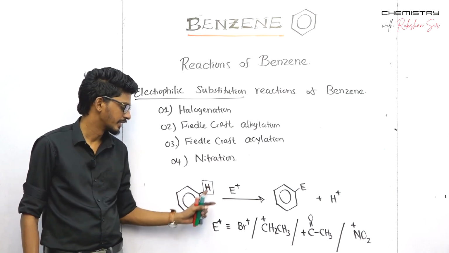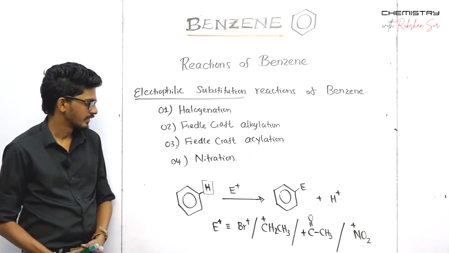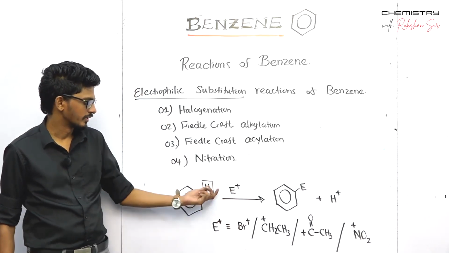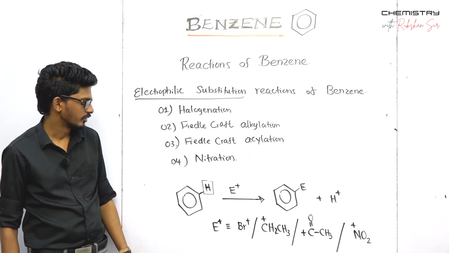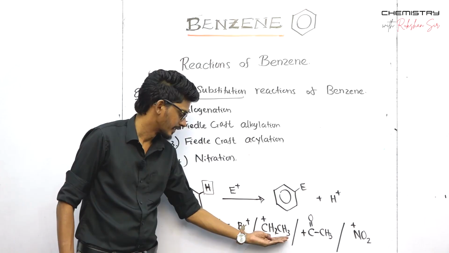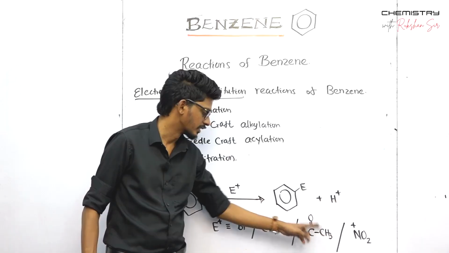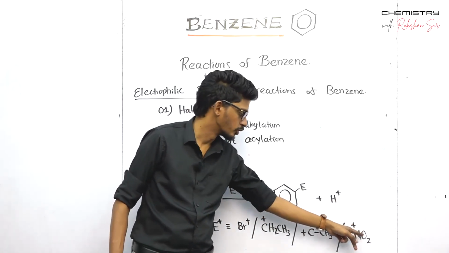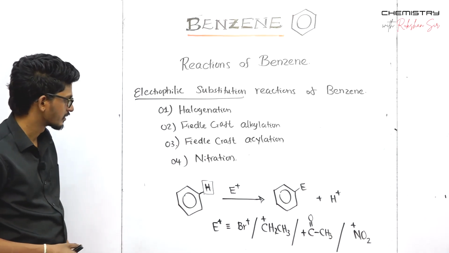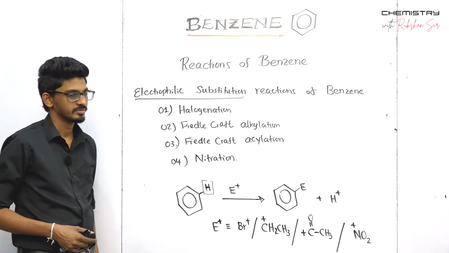So one of the hydrogens will be released by substituting an electrophile. In bromination, this kind of electrophile will be connected as a bromine atom, or a chlorine atom when regarding chlorination. In alkylation, one of the alkyl groups will connect by releasing the hydrogen. In acylation, a ketone group will be connected to the ring, and in nitration, the NO2 group will be connected to the ring. So we'll discuss the reactions as well as the mechanisms one by one. Let's start with the halogenation.